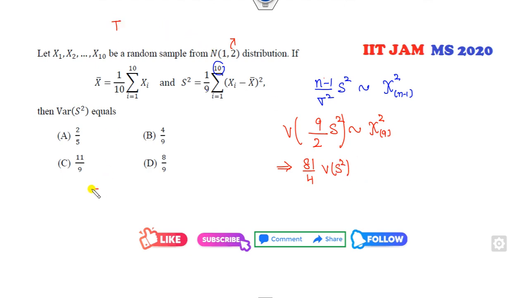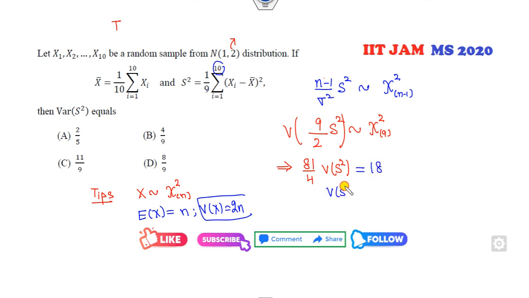So remember again, another tip for you. If x follows the chi-square distribution with degree of freedom n, then the expected value will be n, variance of x will be 2n. Fine. Now we are talking about the variance, it is 18. So can you find the variance of s square, which we needed? 18 into 4 over 81, 8 over 9 is the right answer. You can see how many seconds you need to solve the problem. Just 15 seconds if you remember my shortcut tricks, or you can do more practice on that.